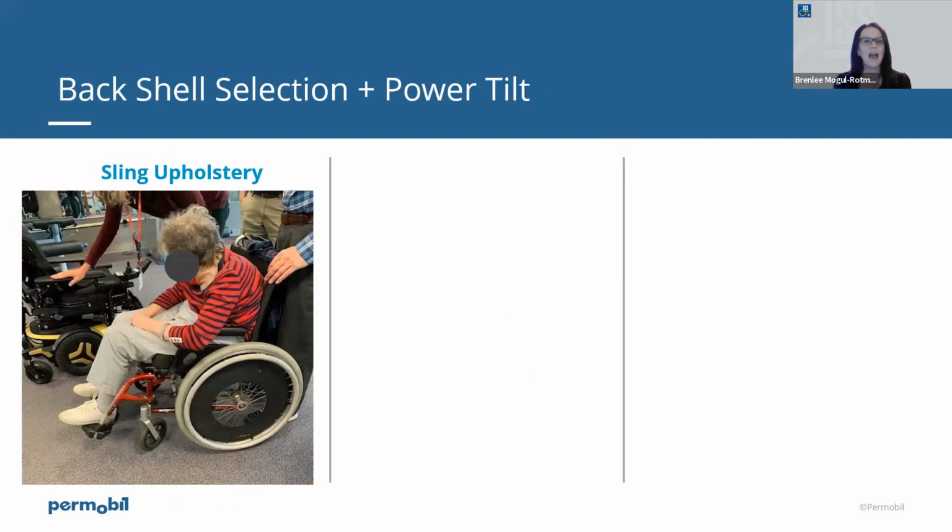As well. And then when we look at the selection of a back shell, we start to incorporate some other things from the wheelchair itself. So in this case example, the client has a very significant non-reducible thoracic kyphosis. The only contact with the back really is the apex of her curvature. And as a result, you can see she's just looking down at the floor.